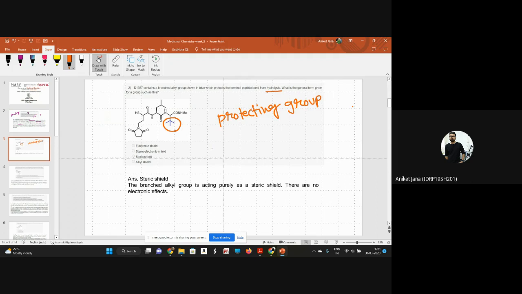Okay, so what is the function of a protecting group? Protect from degradation. Yes, there are various functions of the protecting group. Suppose let's discuss with an example. You are aware about peptide synthesis, right? Various amino acids join and then a peptide is formed, right? You know what an amino acid is and how a peptide bond is formed.